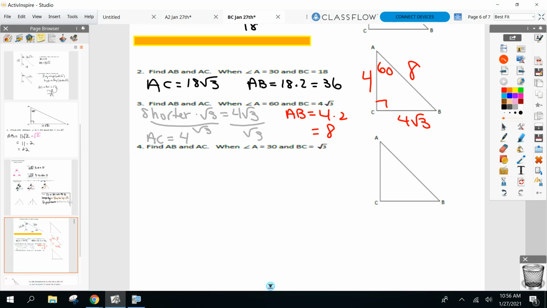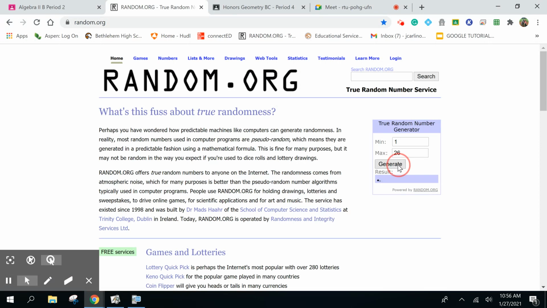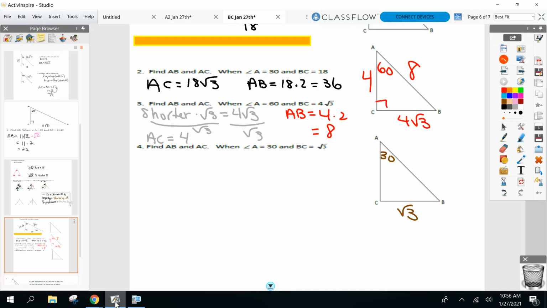Angle A is 30. BC is radical 3. What about the other two sides? Uh-oh. All right, who's up with this one? Please not me. Oh, yeah, here we go. Sophia, you got this. You ready to just kill this one here, Sophia? What did I give you? Well, you gave us the shorter side.